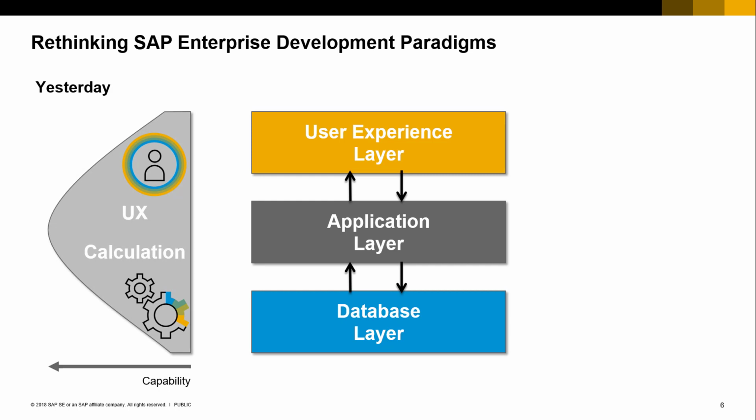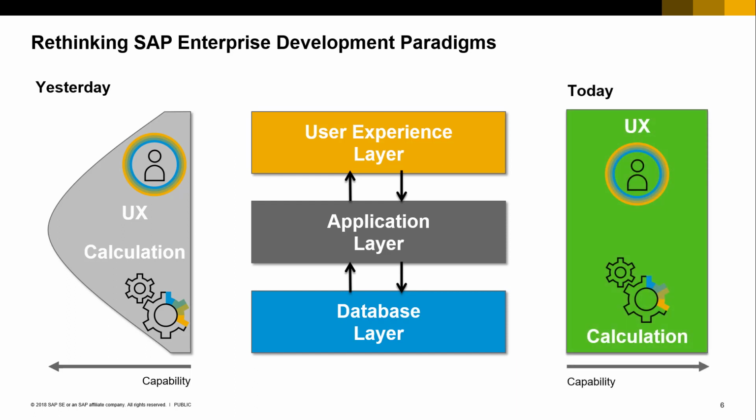If we look at a curve of enhancement capability, we see that not only was the application layer the only place to do business logic enhancements, it was also the de facto place to do user experience and data calculation as well. With the advent of the SAP in-memory database at the database layer and the SAP UI5 library delivering the SAP Fiori user experience at the user experience level, today's developers have many more options for where and how to implement their enterprise enhancements. Therefore, we see that each layer is contributing equally to the enhancement capability matrix.